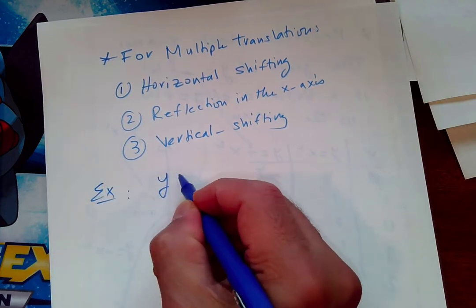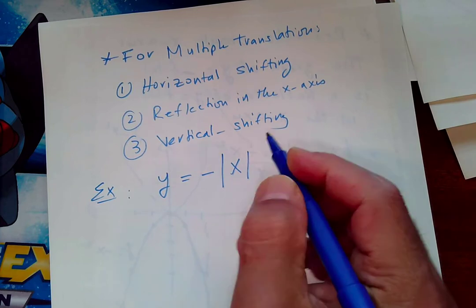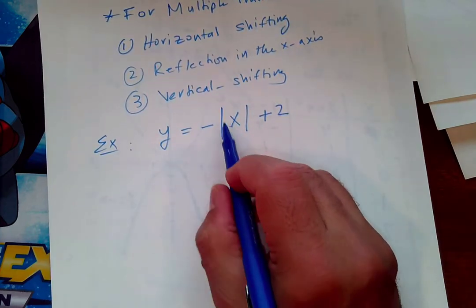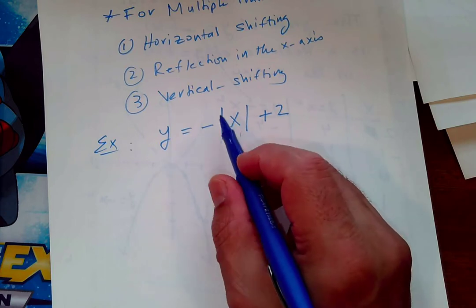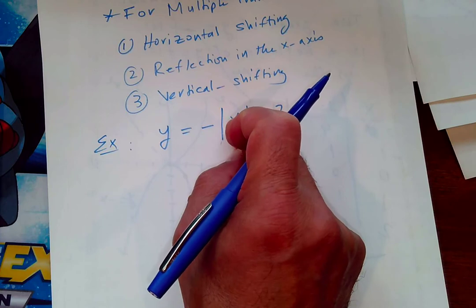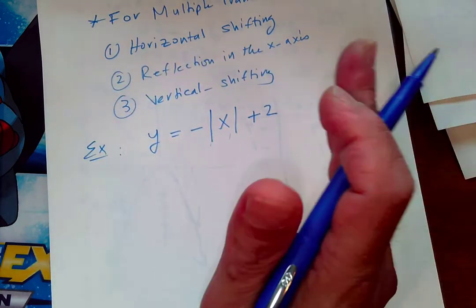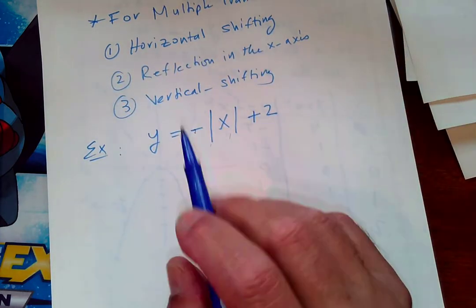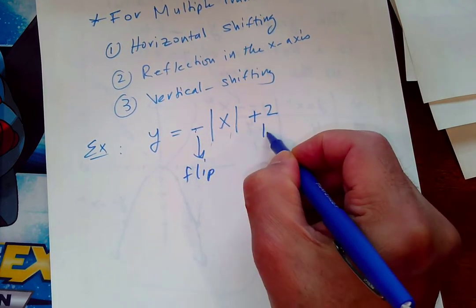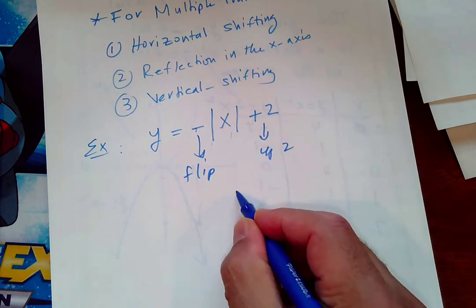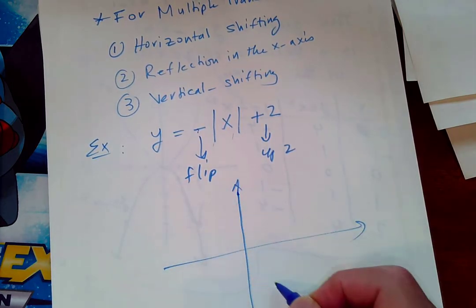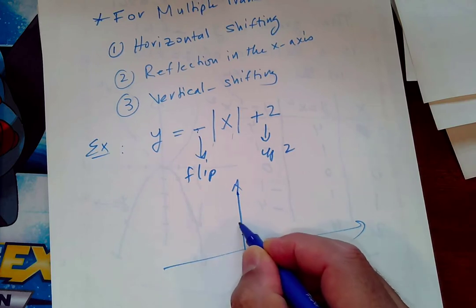Okay, so for example, if you have, say, y equals negative absolute value of x plus 2, so you can see my basic graph is not a U-shape anymore. Now it's a V-shape. So there's nothing inside the absolute value, so no horizontal shifting. There's a negative, so we're going to flip it, but then move it up 2. So we're going to flip and then up 2. So instead of a V-shape, it's flipped, but then it's moved up 2. So that's up 2.